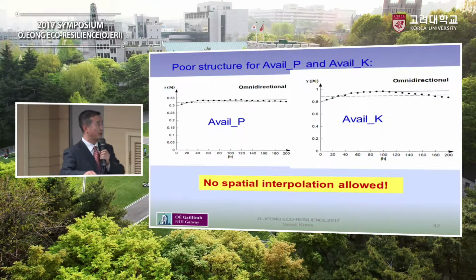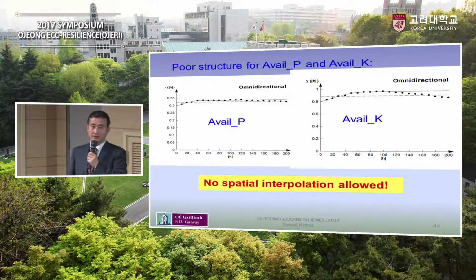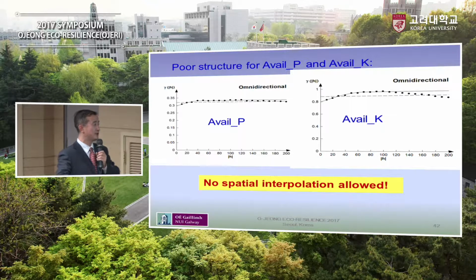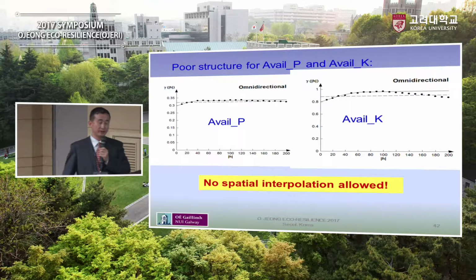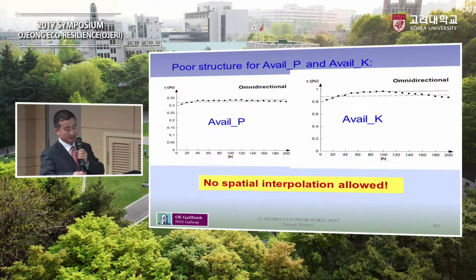For example, this one, available P. If it shows in this way, with the increase of the distance between points, it does not show the expected one, then that's a huge problem. What problem is that? Spatial interpolation is not allowed. I'm going to talk a little bit more about that, but this is quite often ignored, so I want to highlight this issue here.